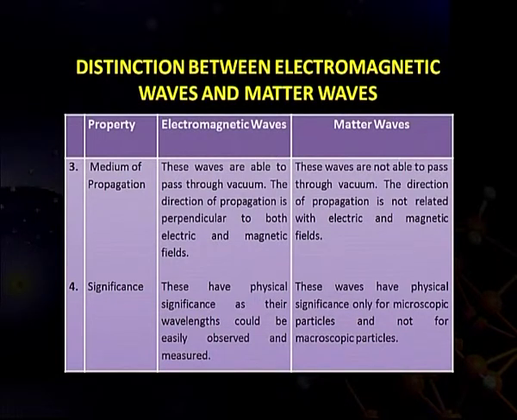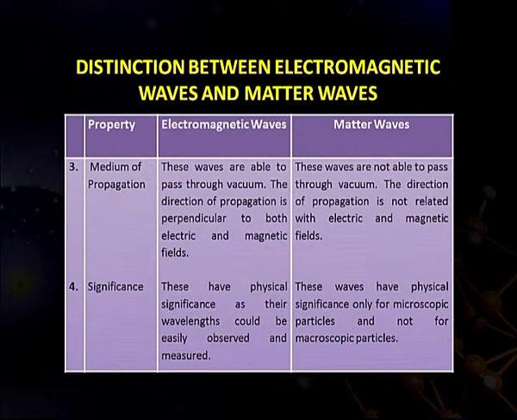Medium of the propagation, electromagnetic waves are able to pass through vacuum. The direction of propagation is perpendicular to both electric and magnetic field. Matter waves, these waves are not able to pass through vacuum. The direction of propagation is not related with electric and magnetic field.